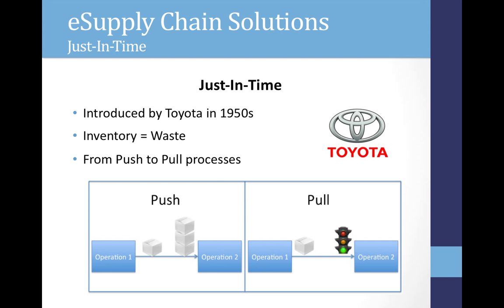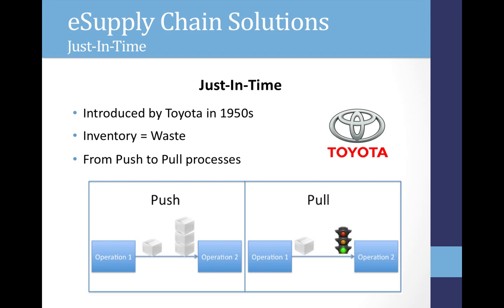Another solution to mitigate the bullwhip effect is just-in-time. Just-in-time was introduced by Toyota in the 1950s, but it was not until the 1980s that it was implemented by Western companies. The basic principle of just-in-time is that inventory equals waste, and therefore processes must change their operation. Processes should change from push to pull. Traditional processes were push processes.